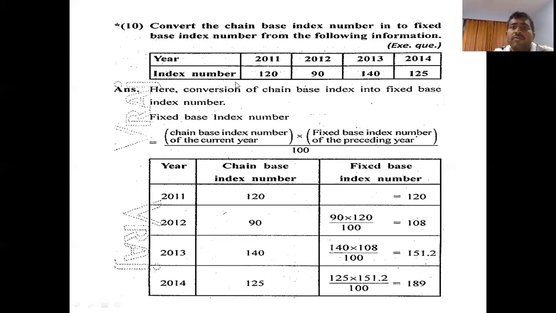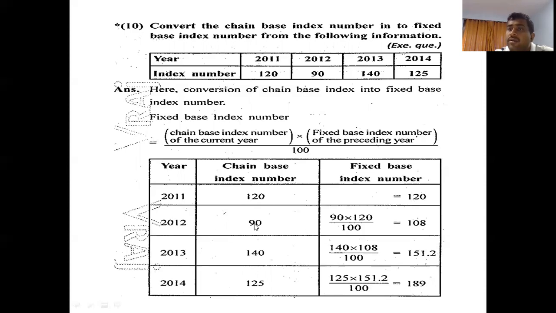Now you can see any information of base year is given to you? Nothing is given. So how to do? Current year chain base 120 into FBI of preceding year. Again, that information is missing; FBI of preceding year is not given. So 120 into, in absence of information, what we have to take? 100 into 100 divided by 100. So 100 cancels, and the final answer we get is 120.